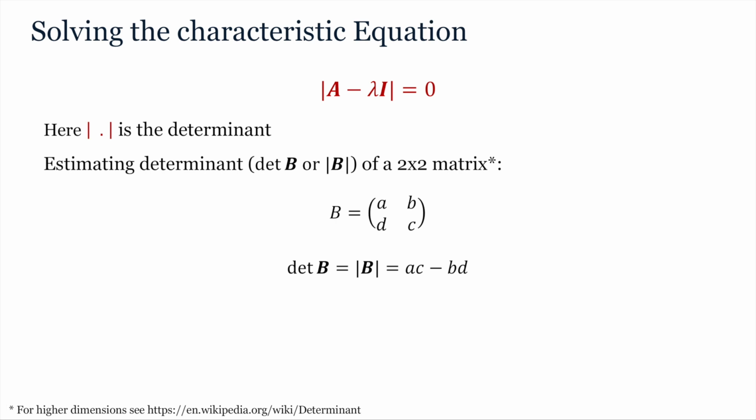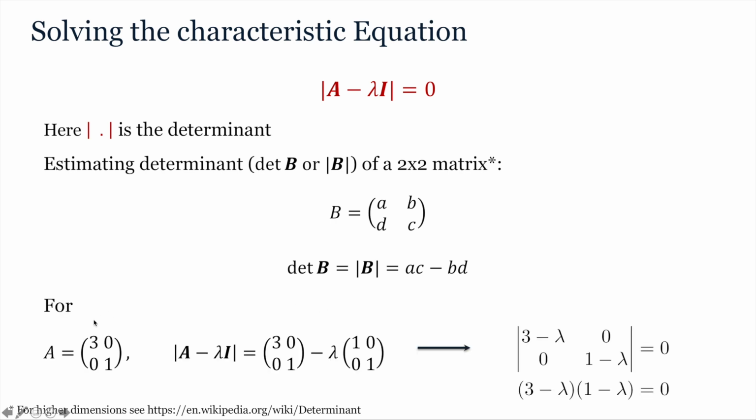So let's say that our matrix B is a 2 by 2 matrix with values a and b on the top row and d and c on the bottom row. The determinant of any 2 by 2 matrix is straightforwardly estimated as ac minus bd. Thus, for our specific example, where we have a matrix A with 3 and 1 on the diagonal, and we want to subtract lambda times the identity matrix, where the identity matrix has 1s on the diagonal, this gives us the following determinant, which, because there are no off-diagonal terms, gives us just the ac part, which returns 3 minus lambda times 1 minus lambda.